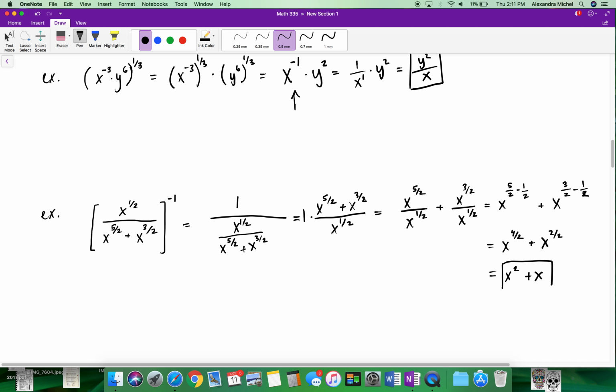And now here we can see that there's nothing left that we can do, so this is simplified. So to get from this expression to here, we just have to follow whatever rule we can see to apply there. So we just have to make sure that we know those exponent rules to apply them.